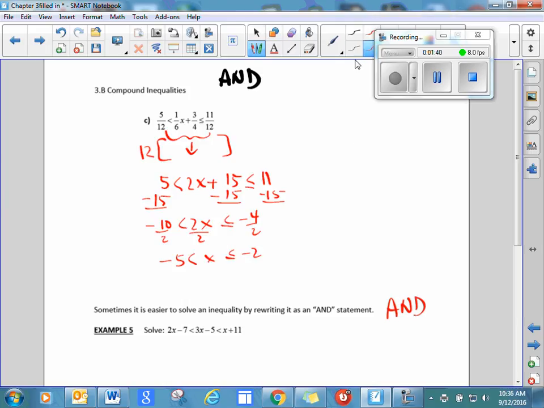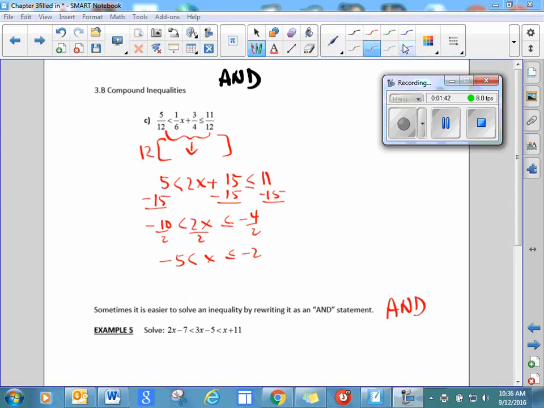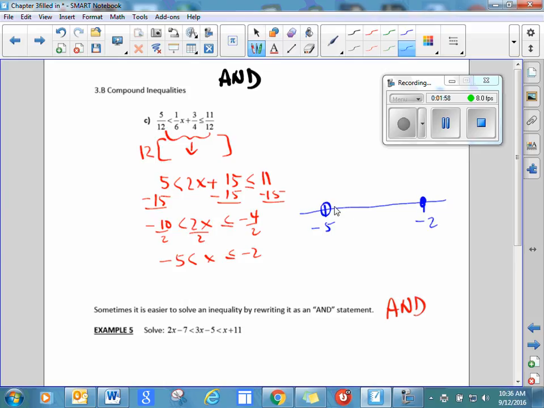So this works nicely, and if I asked you to graph it, there'd be no problem. Remember that you were looking for the points that make both of these conditions true. So negative 5 is the target number here. Negative 2 is the target number here. That one is filled in. This is an open circle, and basically everything in between the two target numbers will make both of these inequalities true. That's what an "and" condition needs.